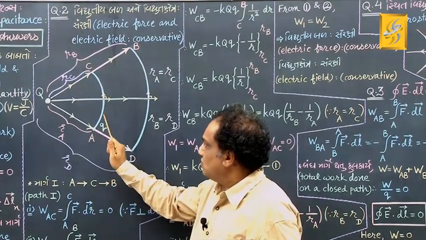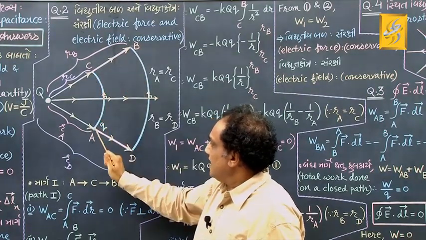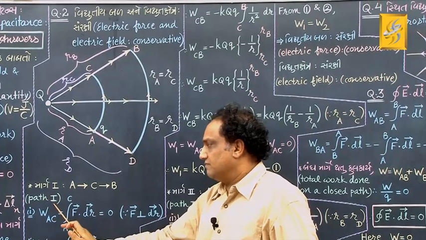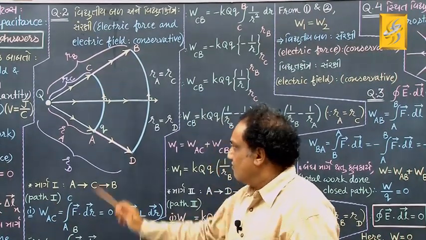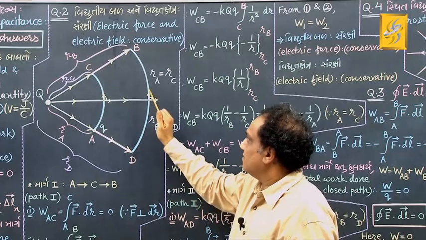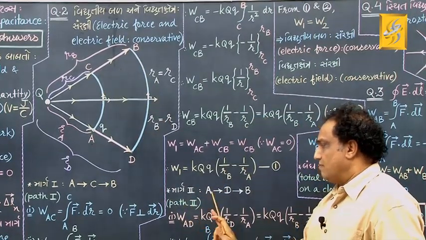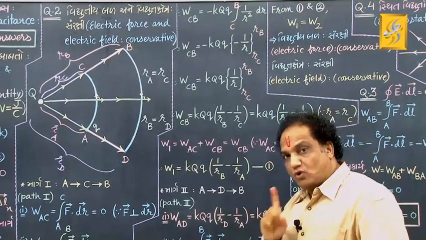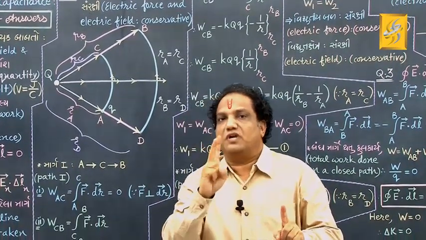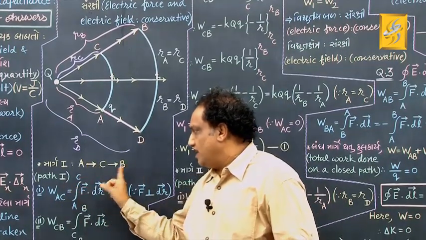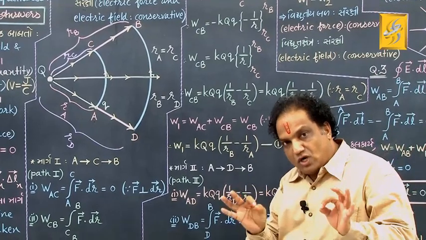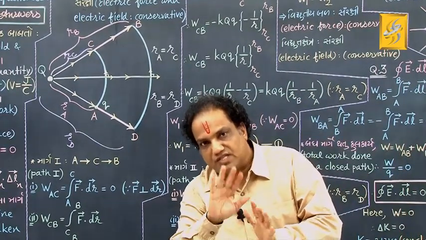One is from A to C to B, that is path number 1, okay? And another path we will take from A to D to B, correct? Path number 2 is from A to D to B. So what we are going to do is move test charge small q from point A to point B over two different paths. Path number 1 is from A to C to B, and path number 2 is from A to D to B. Now let us find out the total amount of work done on both the paths separately, okay?